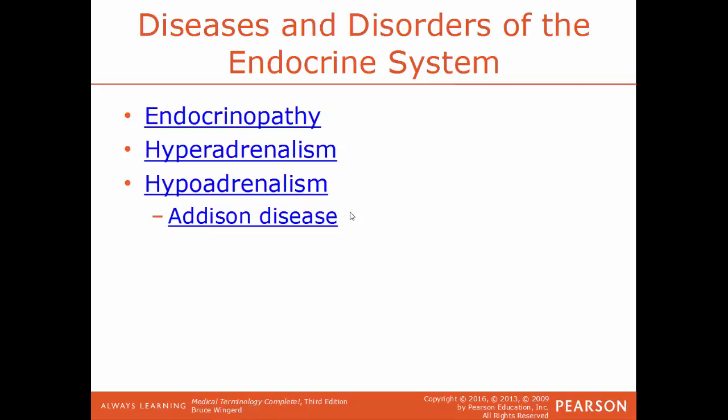See our next term, endocrinopathy. This is a general term that applies to a disease of an endocrine gland. See our next one, hyperadrenalism. This is where you have an excessive production of hormones from the adrenal gland. And the opposite of that would be hypoadrenalism, where you have a very low amount of hormones produced by the adrenals. A very common example of this condition would be Addison's disease. This is due to the very low levels of cortisol being produced, or by producing too little aldosterone also.